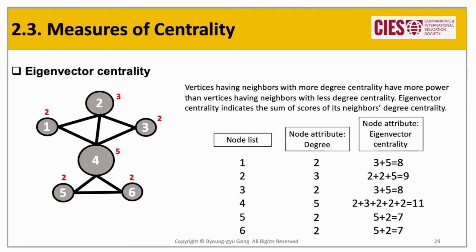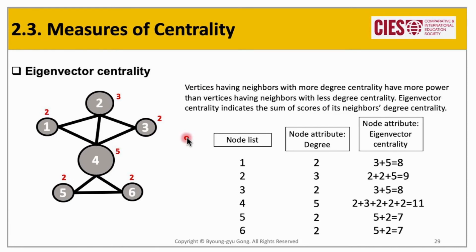One of the variations of the degree centrality is eigenvector centrality. The basic concept is this: vertices having neighbors with more degree centrality have more power than vertices having neighbors with less degree centrality. This concept totally makes sense once you consider the fact that having too many friends who don't have much power to give critical information does not help you out. Rather, you'd better know a small number of neighbors having large information resources with better social capital.